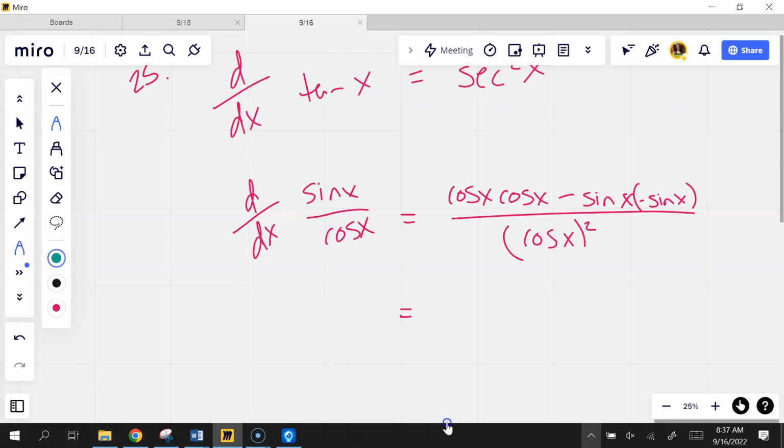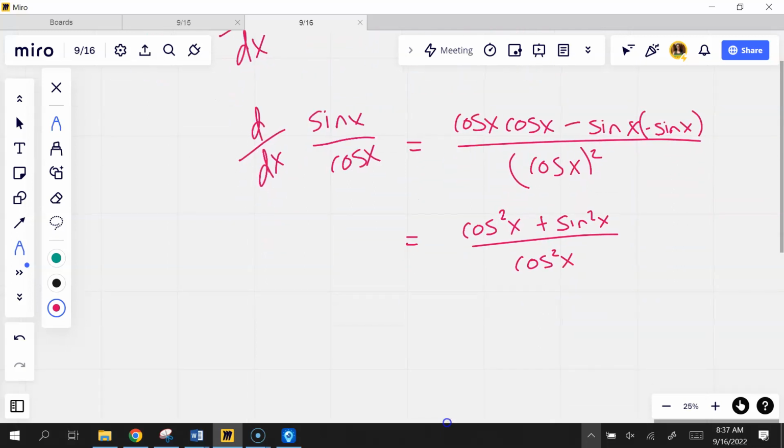Yes, so you could see that it's not being subtracted, it's being multiplied. Cosine squared x plus sine squared x. There's your 1, right? Don't ever forget the Pythagorean identity. Guess what 1 over cosine squared x equals?